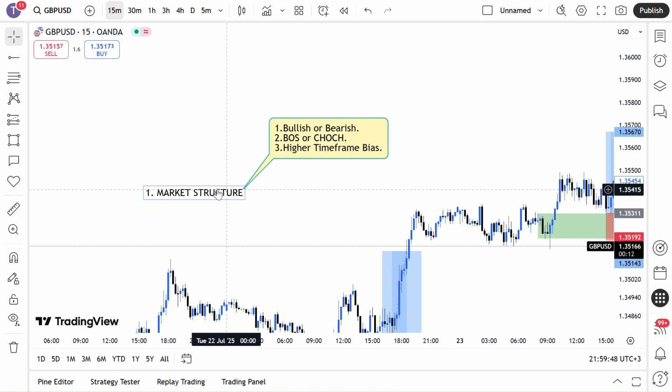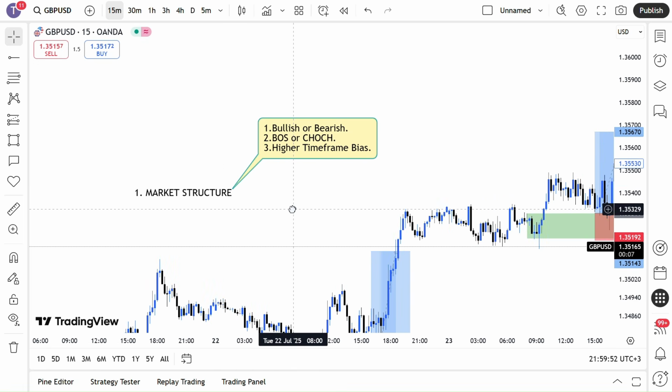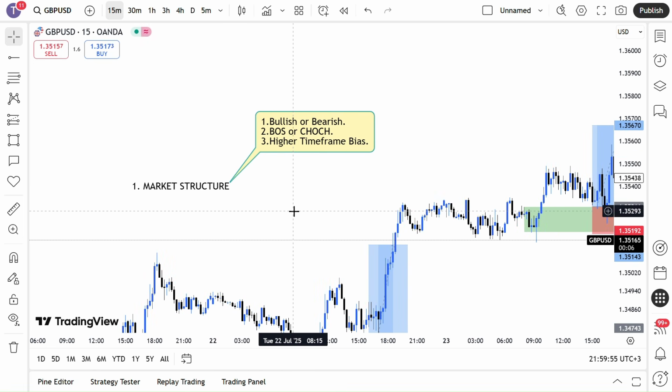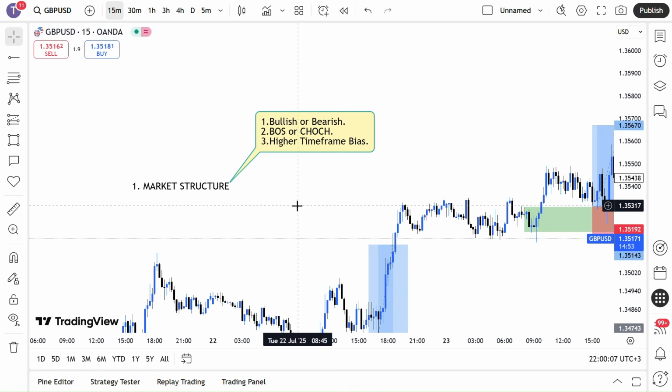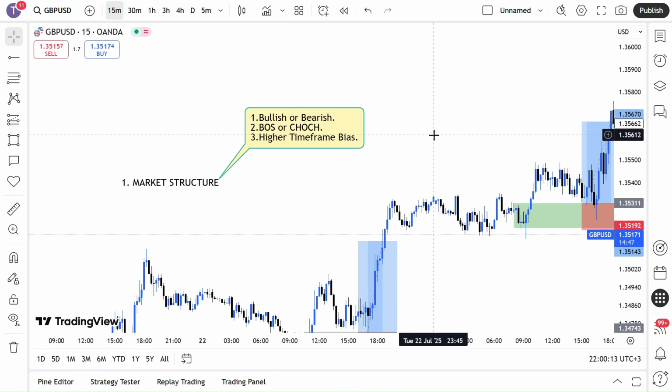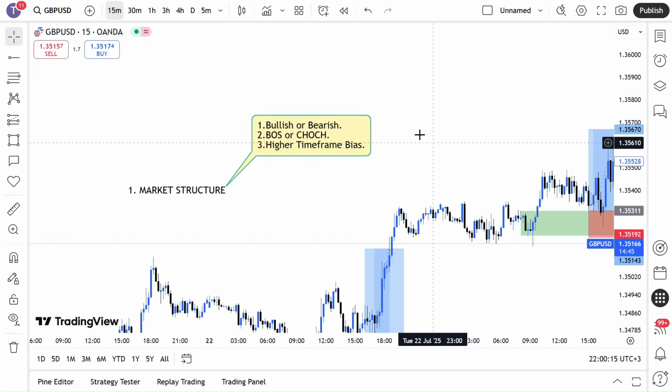And when looking at your market structure, you should mark the higher highs. Let's say maybe it's a bullish trend, you should mark the higher highs and the higher lows. And in a bearish trend, you should mark the lower lows and the lower highs, so that you may have that clear view of how the market is moving.